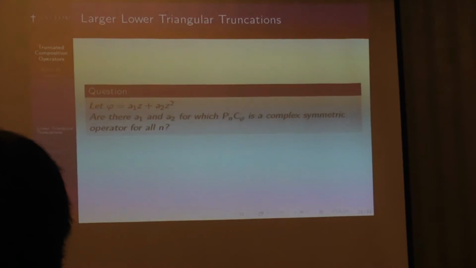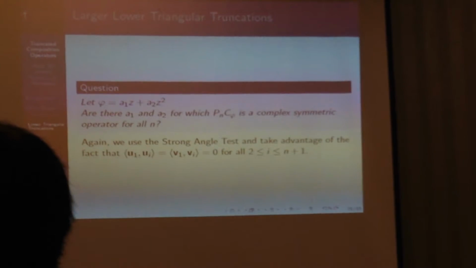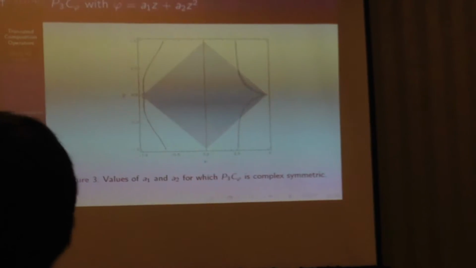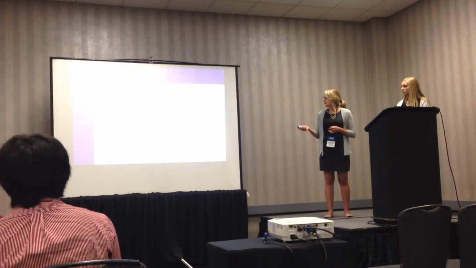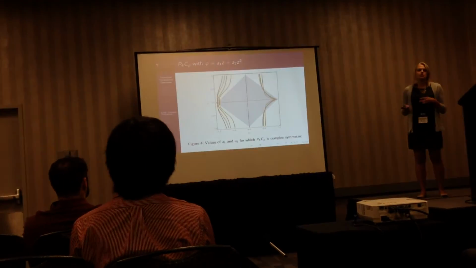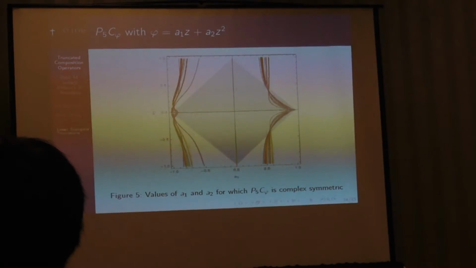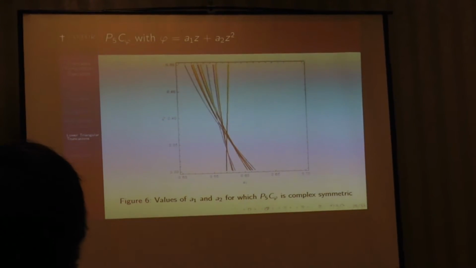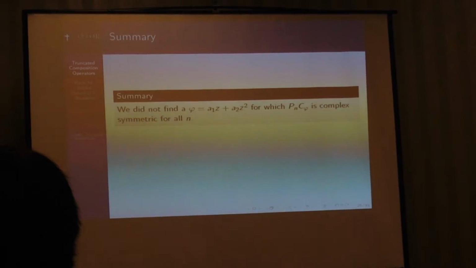So knowing that, we wanted to move on and look at that kind of function again and say, so when would PnC phi always be a complex symmetric operator? So again, we used the strong angle test and we were able to take advantage of some of that orthogonality. So this curve represented all the values of a1 and a2 that would make P3 complex symmetric, which would be infinitely many values, followed by two intersection points here, which basically represented finitely many values that would make the next truncation complex symmetric. And then here we actually found that once we got to P5C phi, there were actually no values that worked that made it always a complex symmetric operator. So essentially, we would not find a function of that form that always works.